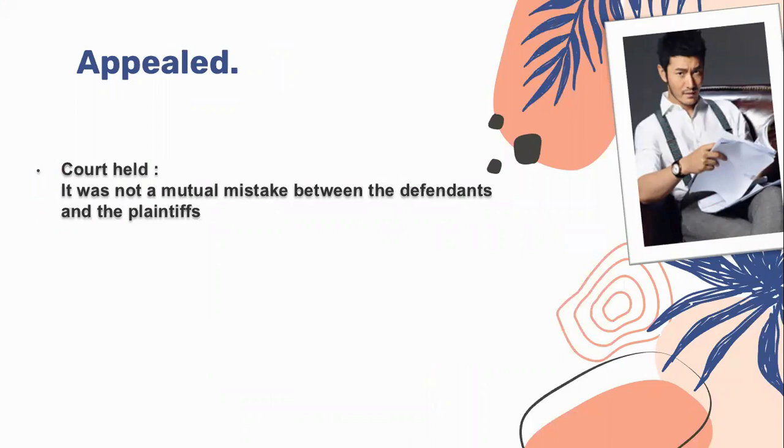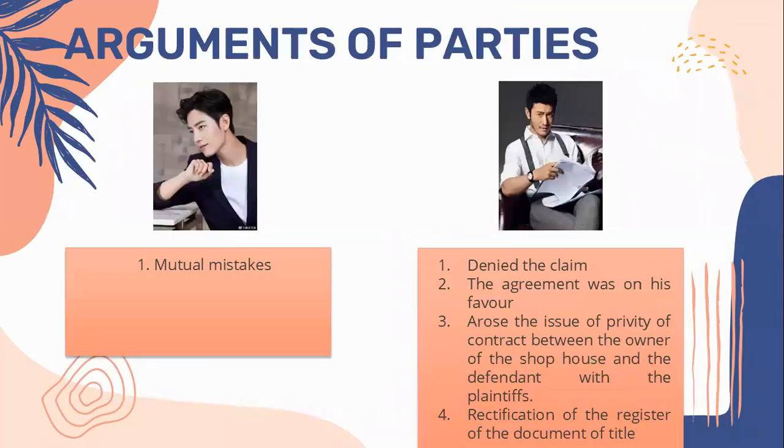In order for us to understand why the Court of Appeal held this way, we'll have to see the arguments of the parties. So let's go to the arguments. As for the plaintiff, one of the arguments they brought was that it was a mutual mistake, and they kept repeating the point about the wrongly marked numbers on the title deeds. The defendant, however, denied that there was any mistake in the conveyance to him of shop house number 9, because even the agreement was in his favor.